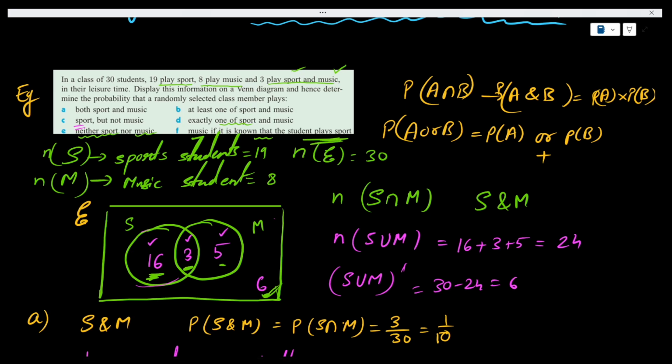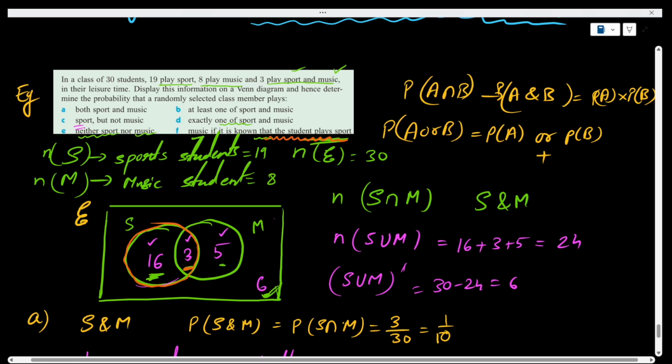So your denominator won't be the total of 30 students, because what is the given condition here? You need to choose the student who is part of sport. Now for the sport, what is going to be the denominator altogether? It is 19, and out of 19, how many of them are there for music here, who are part of music also? It is 3, so it will become 3 by 19.